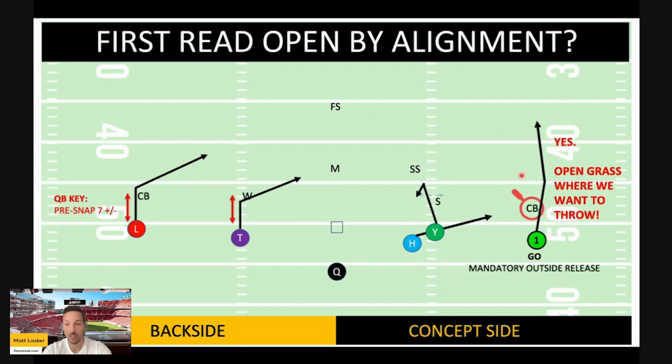Now, if he were to look up and see a cornerback down really hard and close to him, the answer to that question, is my first read open by alignment, is yes. And as long as this receiver gets a clean release, we are going to throw this ball out here to him and make that throw.